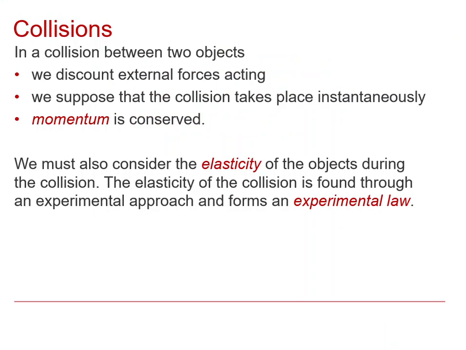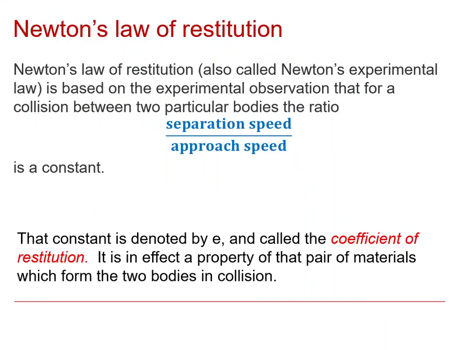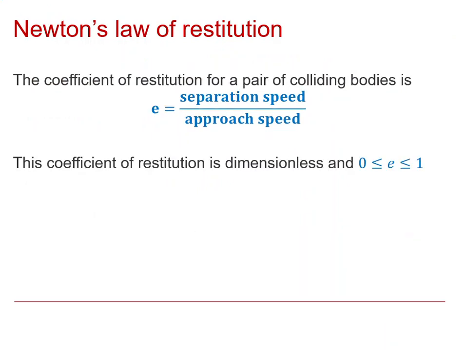And as a result of that, we can say that momentum is conserved. We need more than that. We need to consider now elasticity. To build elasticity in, we need to use some observations from experiment, usually attributed to Newton. Newton's experimental law says that if you take measurements, the separation speed divided by the approach speed is a constant. If it's a constant, we need to give it a name. It's usually denoted by the letter E, and it's called the coefficient of restitution. In effect, it's a property of the pair of materials which form the two bodies in collision.